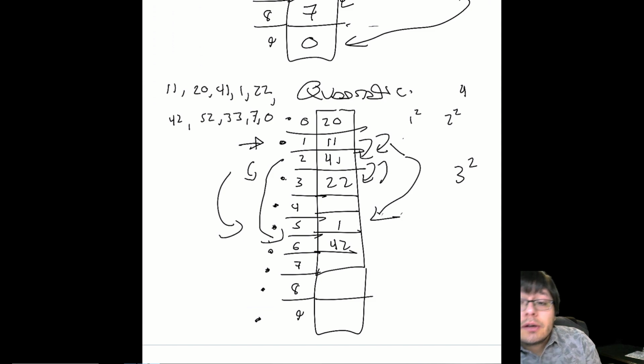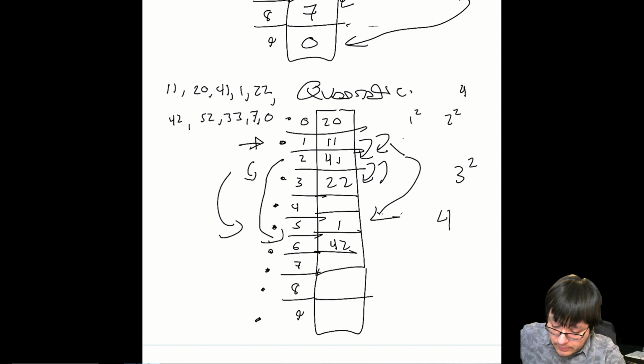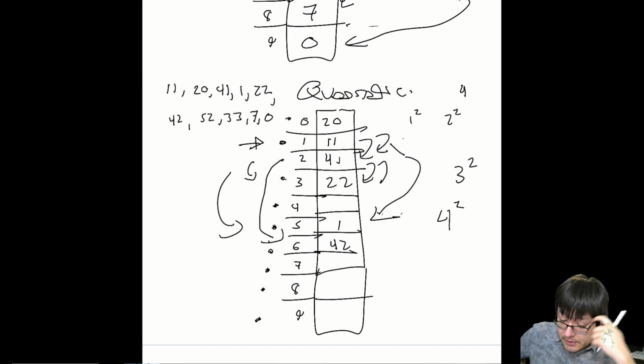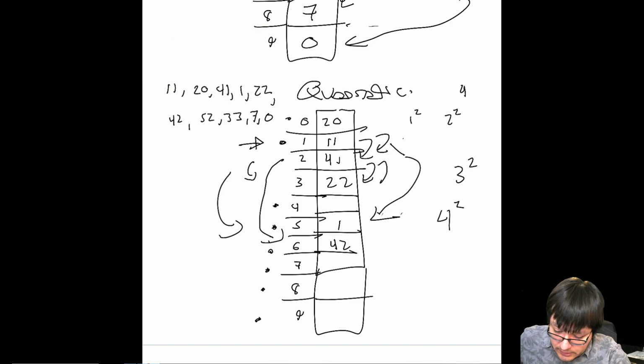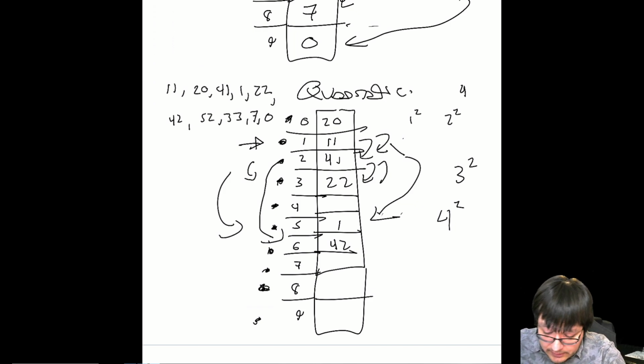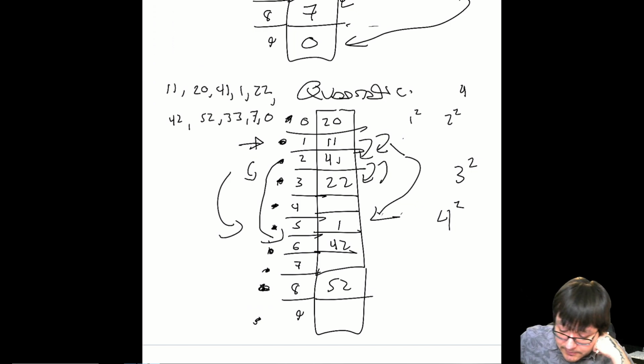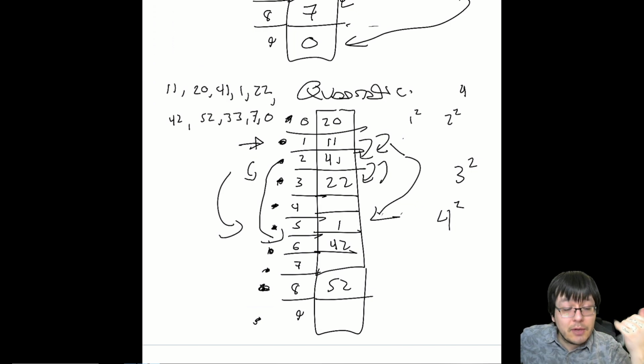Of course there's something there already, so we're going to try 4 squared. 16 spots. So that is going to be from here, from 2, so that's 1, 2, 3, 4, 5, 6, 7, 8, 9, 10, 11, 12, 13, 14, 15, 16. So a lot. We have 52, that's the one we're putting in. See that wrapping around? You have to do that wrap around.